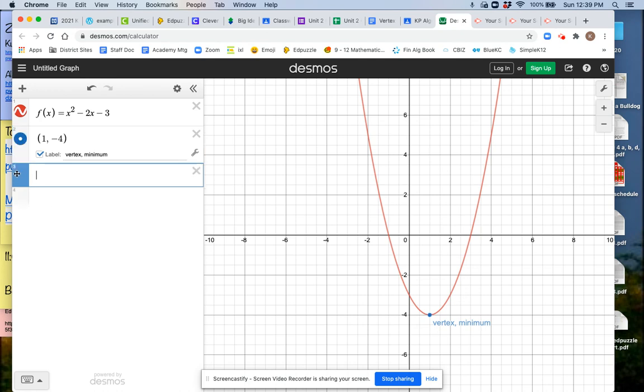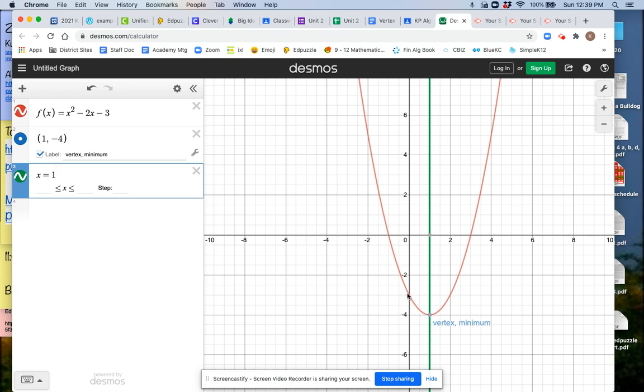So the next thing I want is my axis of symmetry, which I know goes right through the vertex and has the same coordinates as the x coordinate of the vertex. So I know that my axis of symmetry is going to be x equals 1. So I can see my axis of symmetry right here.